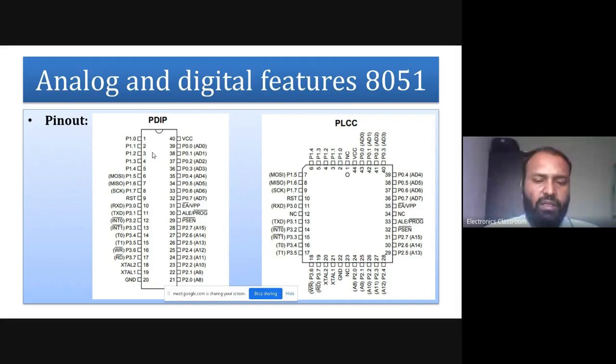If you look at any other microcontroller series, then you will realize that the organization of ports is not sequential. But in the 8051 case, all port pins are organized sequentially. This point is to be noted, this point is very much important.